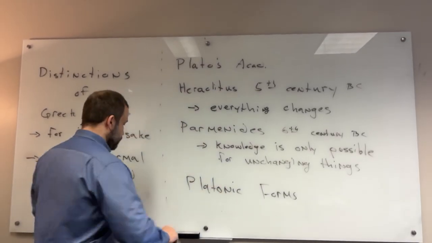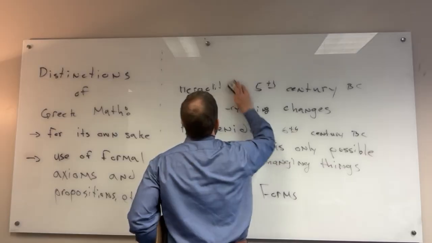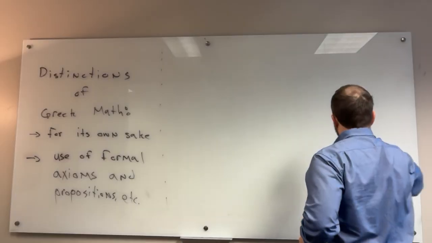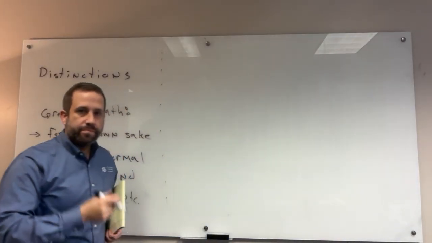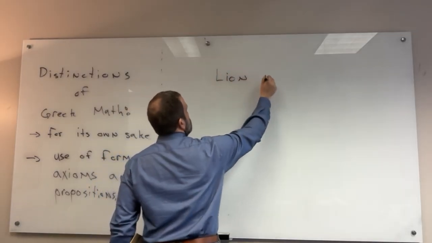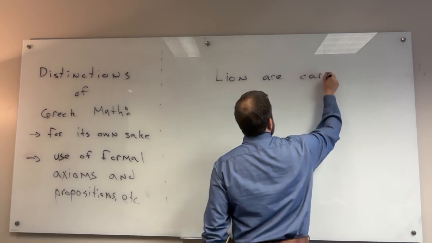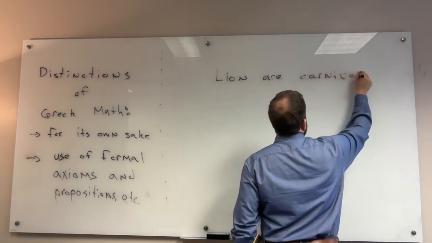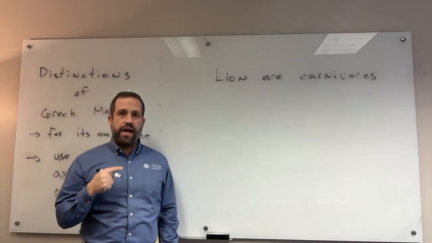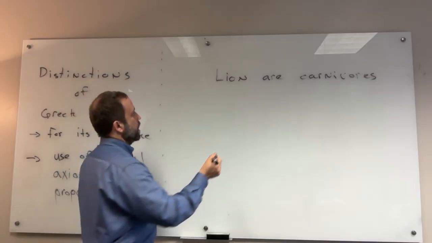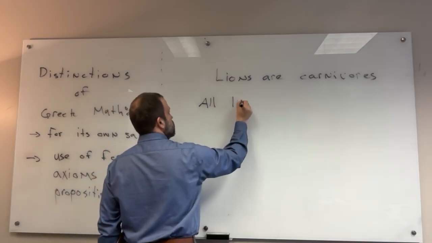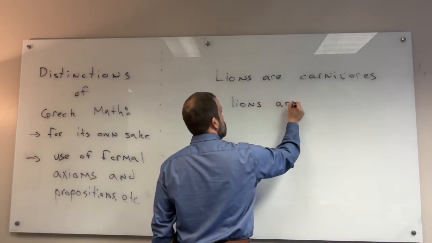Let me give an example to relate what this means. If I say something like lions are carnivores, if I make a statement like that, what exactly am I saying? Well, I'm probably saying something like all lions are carnivores.